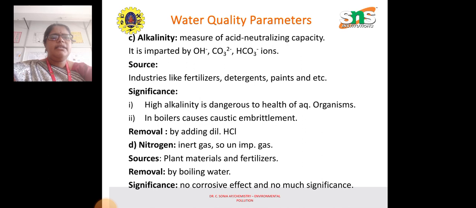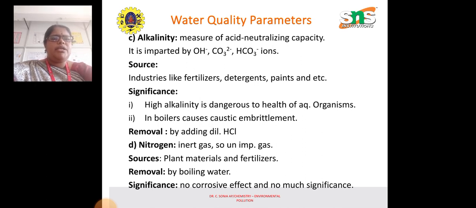Next is the alkalinity, measure of acid neutralizing capacity. It is imparted by OH minus ion, CO3 2 minus carbonate and bicarbonate ions. Sources: industries like fertilizer, detergents, paints, etc. Significance: high alkalinity is dangerous to the health of aqueous organisms. In boilers, it causes caustic embrittlement. So the water that is present in the boiler is always treated before it is being used, and removal of this alkalinity is by adding dilute hydrochloric acid.